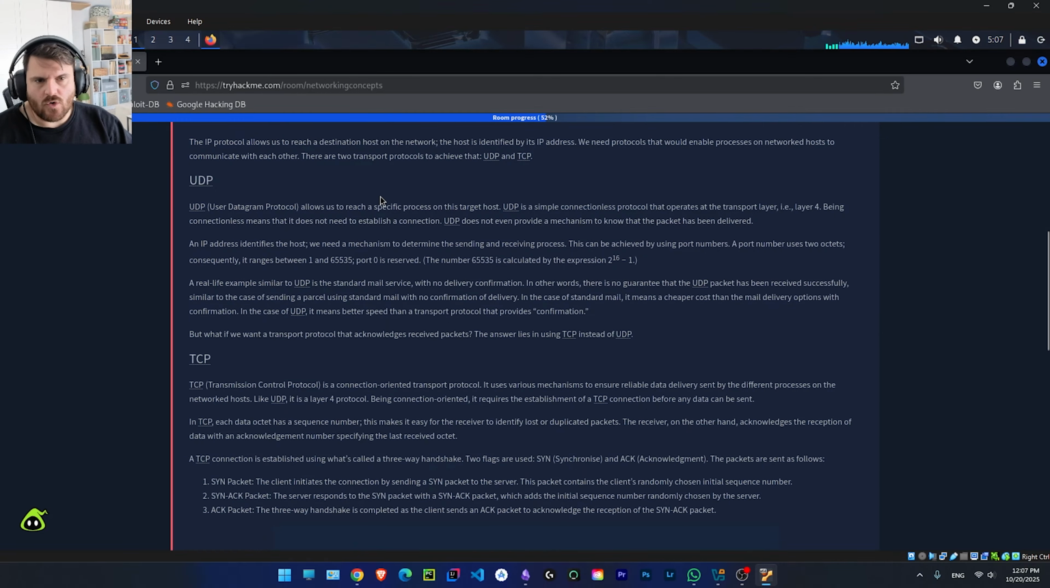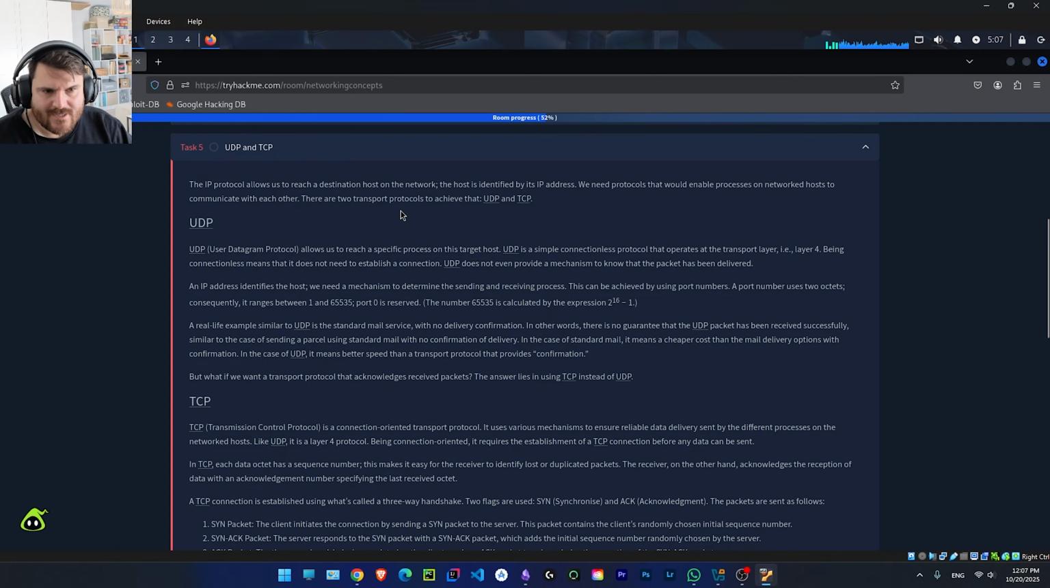The IP protocol allows us to reach a destination host on the network. The host is identified by its IP address. We need protocols that would enable processes on networked hosts to communicate with each other. There are two transport protocols to achieve that, UDP and TCP, right?